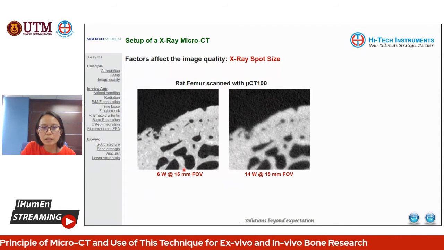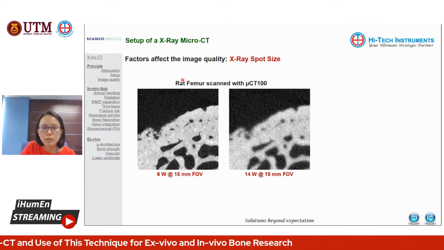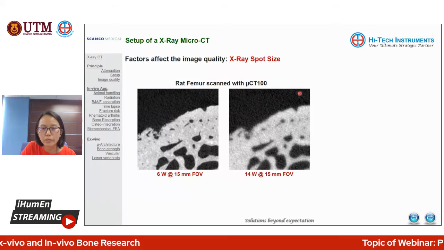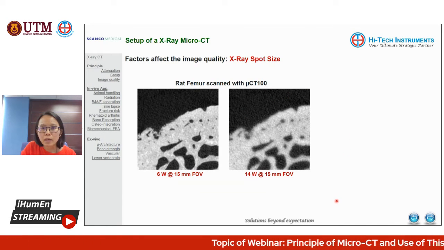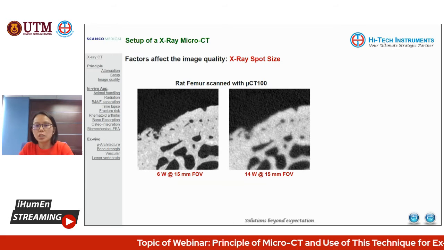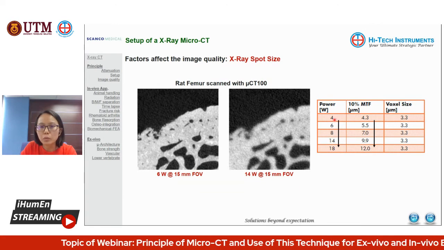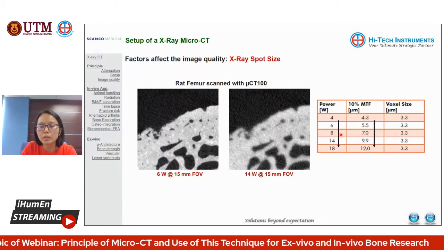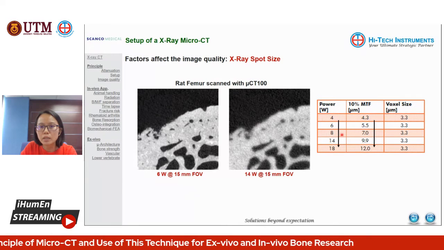Okay, so moving on. This one is an example. You can see here, this is with a smaller focus spot size. You can see the sharpness here compared to the one with a bigger focus spot. And I would like to share with you this chart here. As you increase the power, you will increase the spot size, so you will actually be decreasing the MTF.